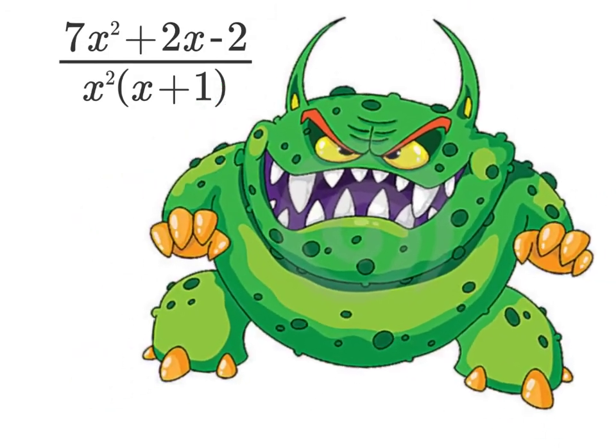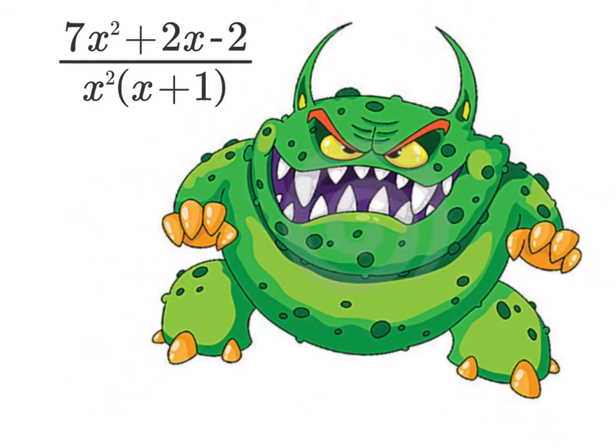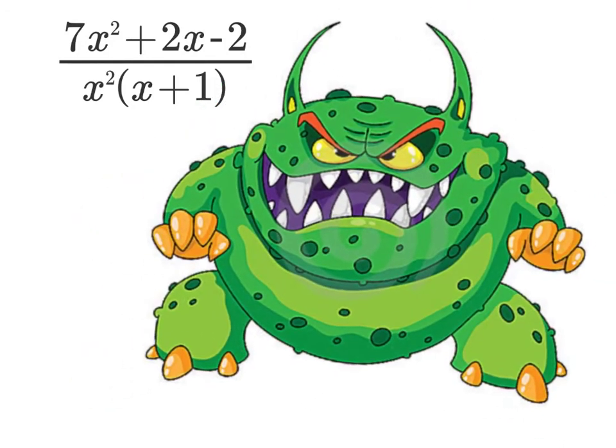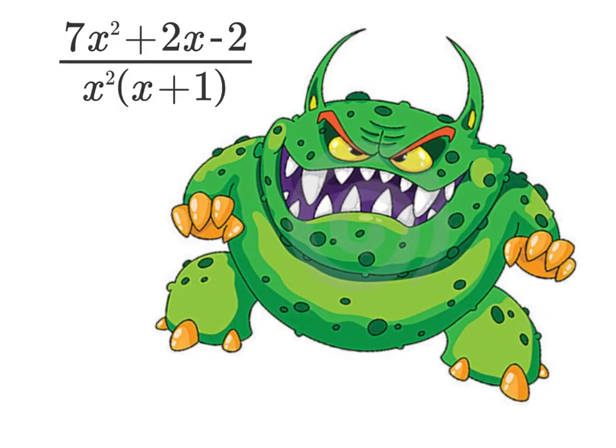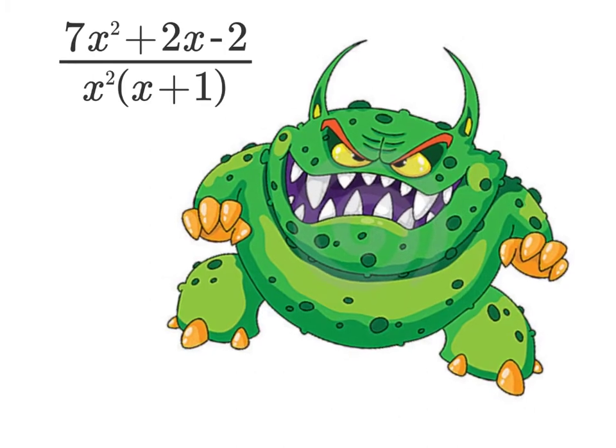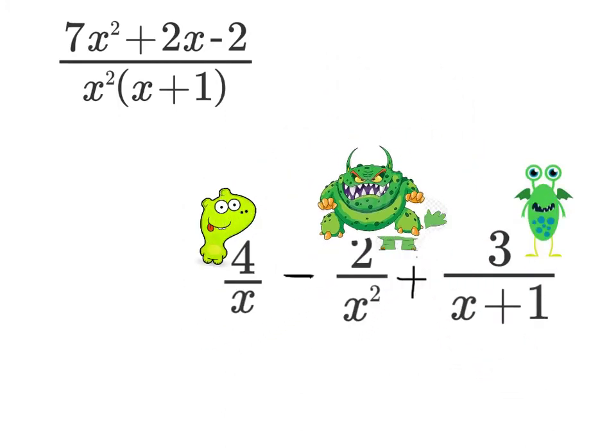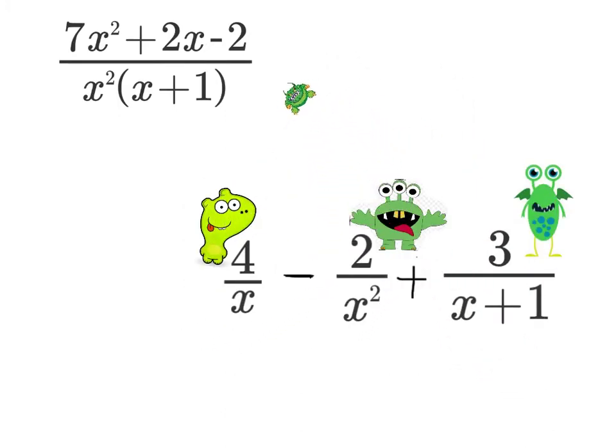There's a big scary fraction and we have to integrate it or something like that, or maybe do binomial expansion, and it's really scary and big. But don't worry, because this scary monster is actually inside there. We can shrink him down. He's not that scary at all. Look. Oh, he's tiny. He's gone.